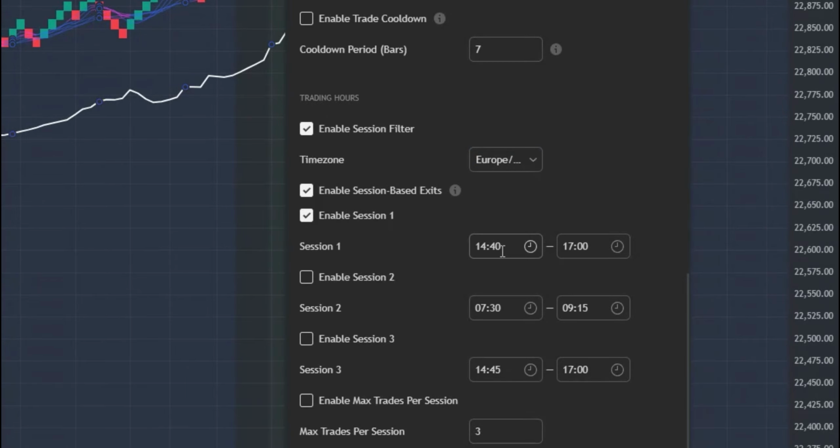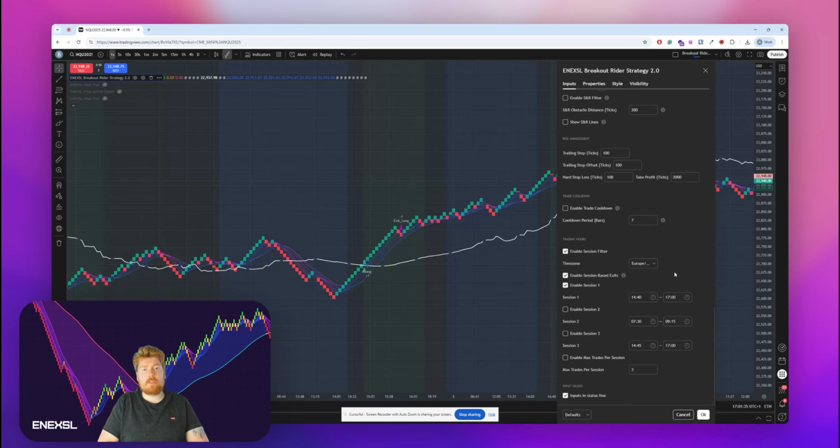You can see here this filter is just after New York Open up until the point that you go into afternoon US time. So again, like I say, you can optimize these sessions. You can also have these session-based exits as well. Please remember that this is a Renko strategy. So when you're using session-based exits, it's going to exit based on the last time the box prints.